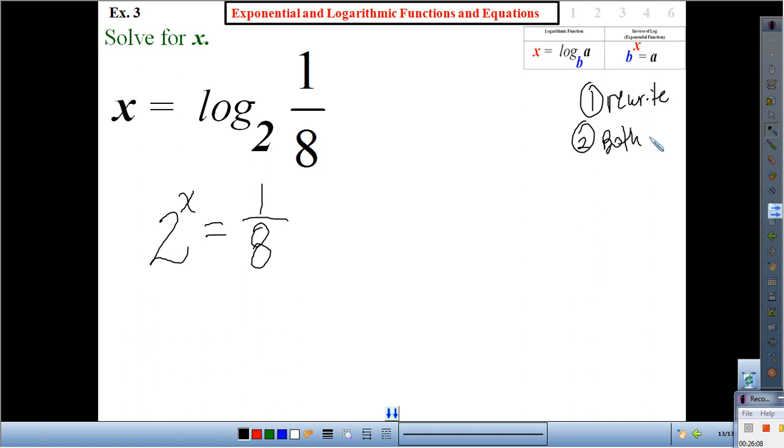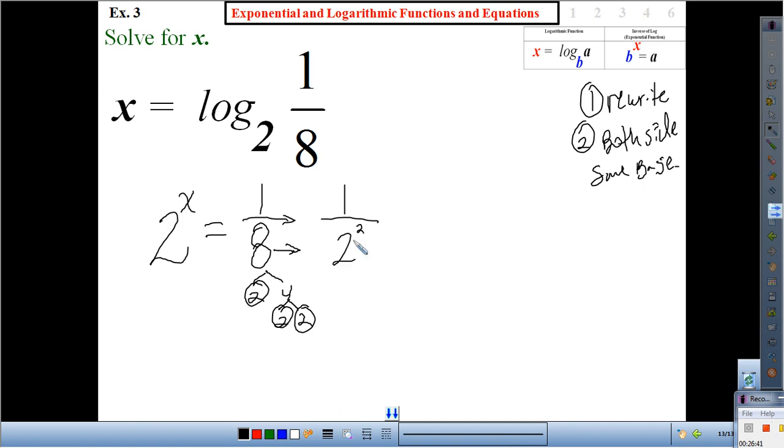All right. Step 2. Both sides same base. Both sides need to have the same base. Now let's see. This one is base 2. Does this one have base 2? No, it's an 8. Can we rewrite 8 in a base 2 format? Yeah. So we remember we can use the factor tree. Can 8 be divided by 2? Yeah, that's 4. Can 4 be divided by 2? Yeah, that's 2 times 2. So that means this can be written as 1 over 2 to the 3rd power.